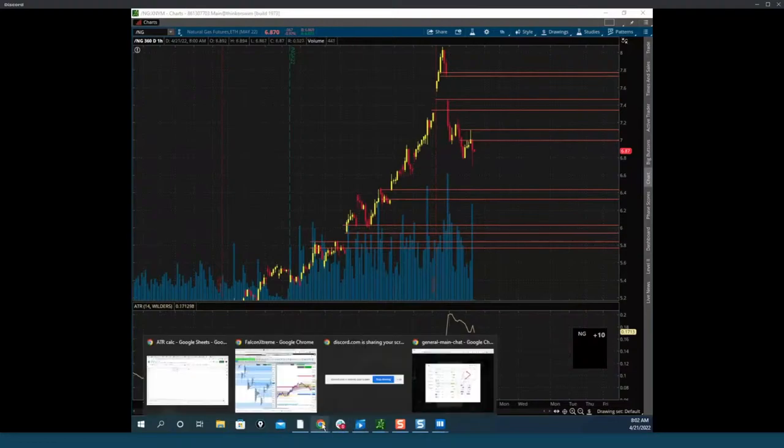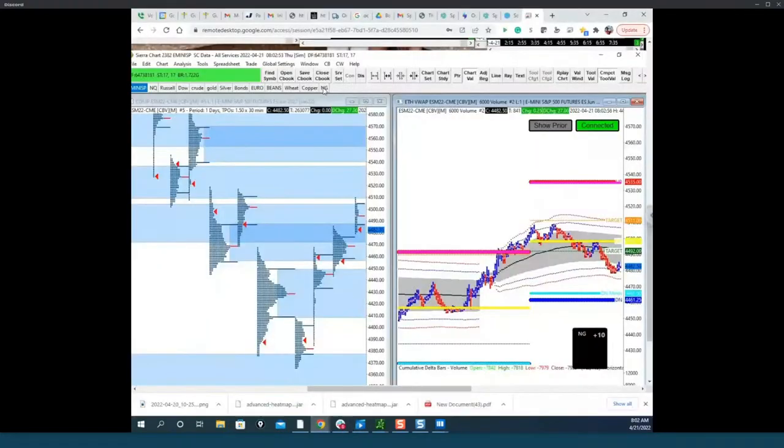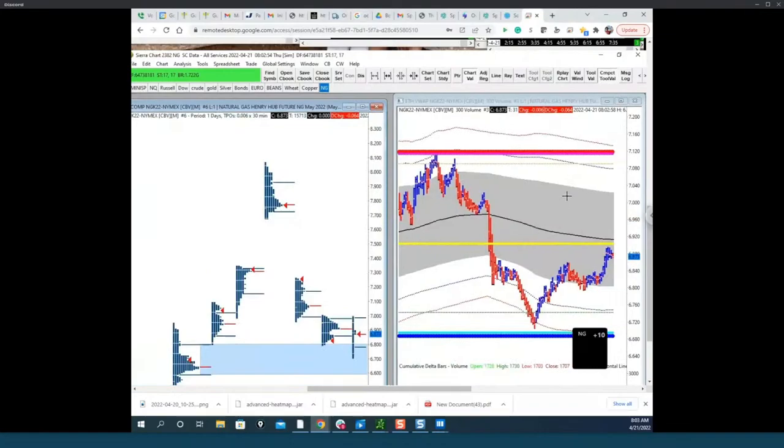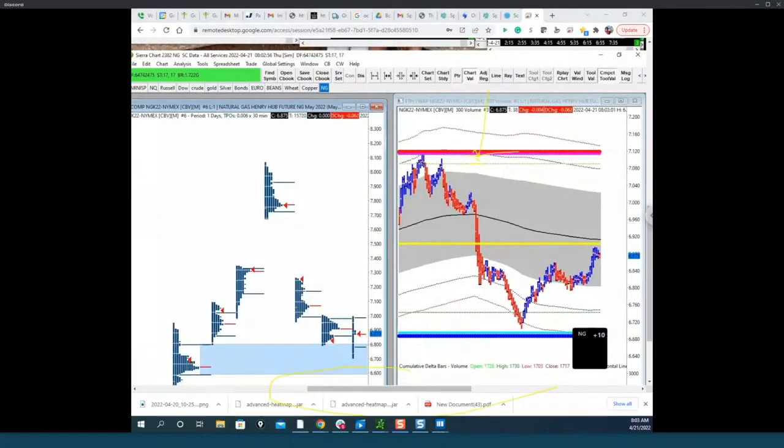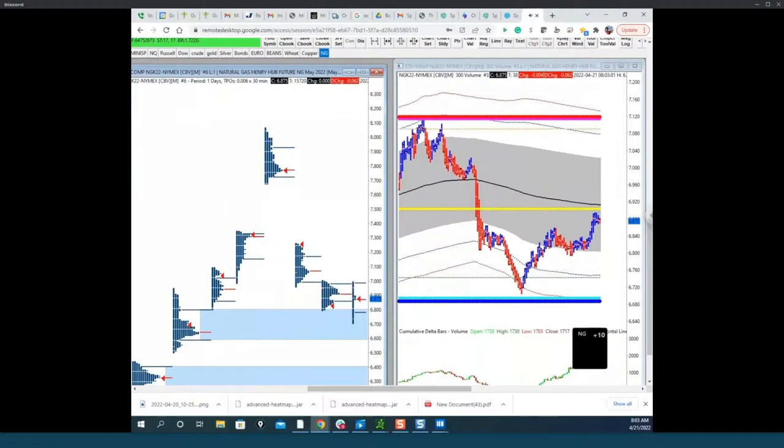The reason I'm waiting for a retest is because we're below the yellow line, right? So I would love to be tickled. Came back to that area. Here's that sell ice. Then I'll go long, and I'll be looking for a huge move up.